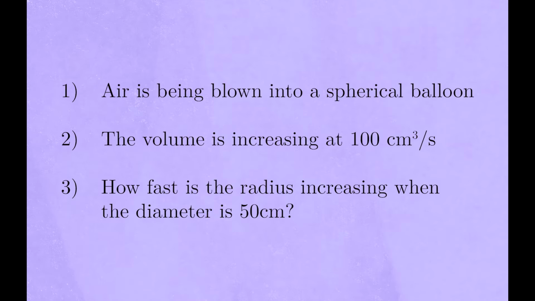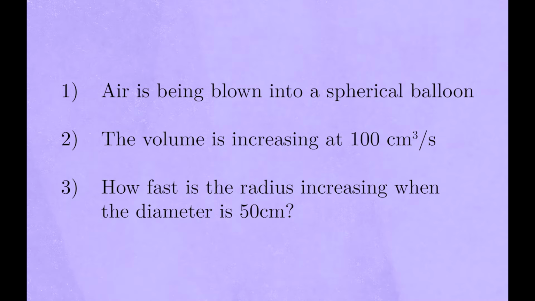However, the radius and volume of a balloon are related, and so we can use the rate of change of volume to compute the rate of change of the radius. Let's make this more concrete with some numbers. Suppose air is being pumped into a spherical balloon so that its volume is increasing at a rate of 100 centimeters cubed per second. How fast is the radius of the balloon increasing when the diameter is 50 centimeters?